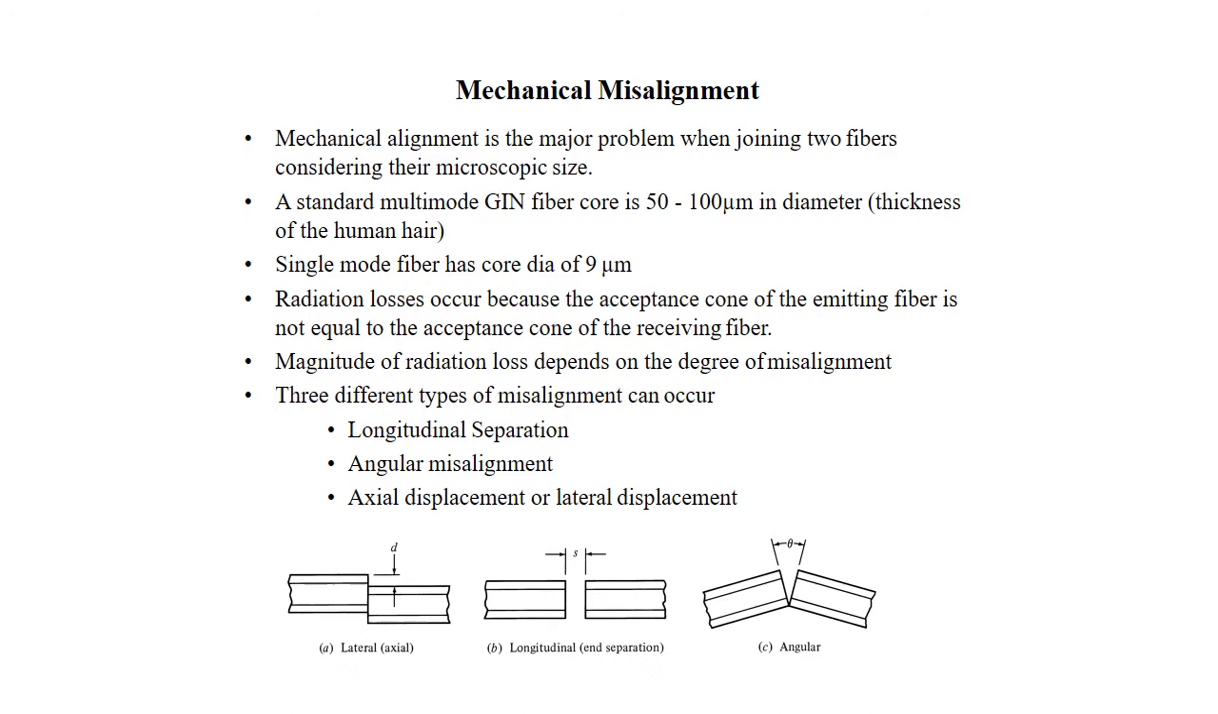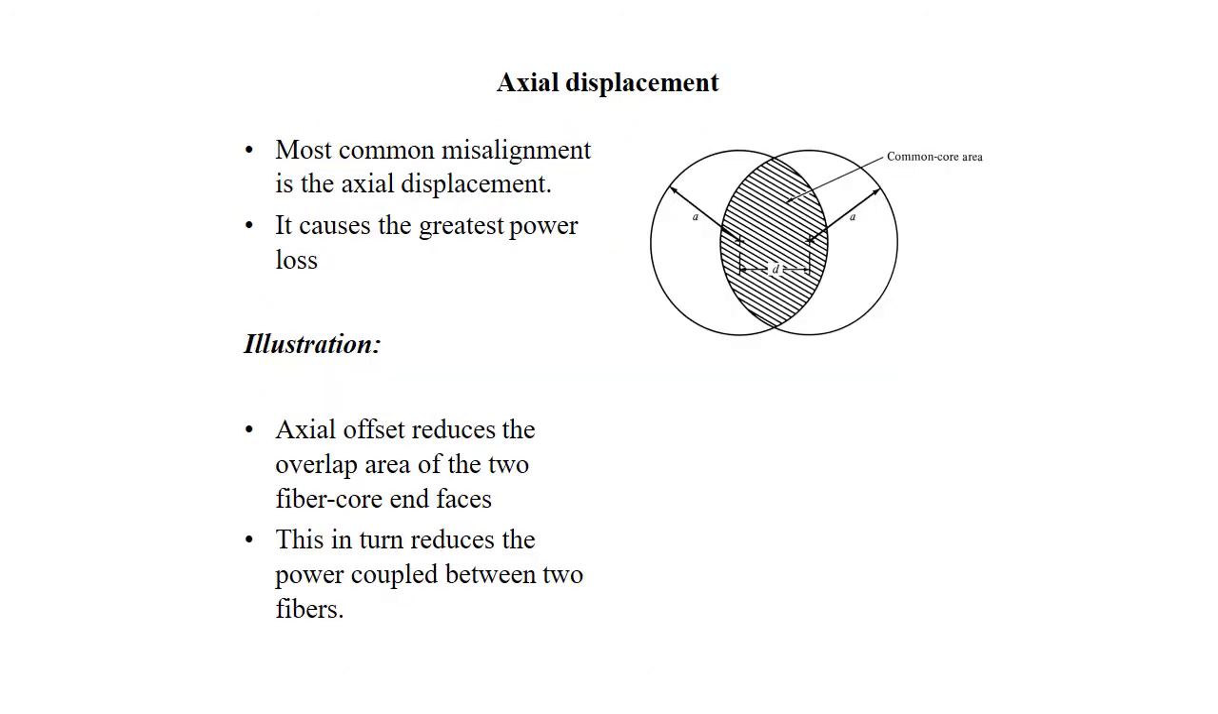The index matching fluid in the fiber gap will cause increased losses with an angular misalignment. This applies to fibers currently employed for most telecommunication purposes. Next one is axial misalignment. The axial or lateral misalignment is the most common in practice, causing considerable power loss. The axial offset reduces the common core area of the two fiber end faces, which in turn reduces the power coupled between the two fibers.